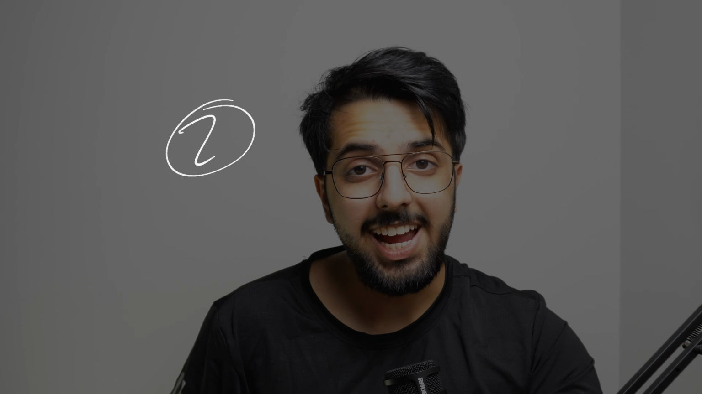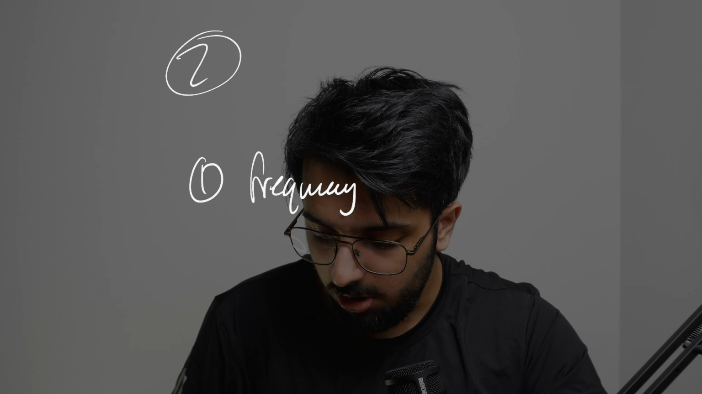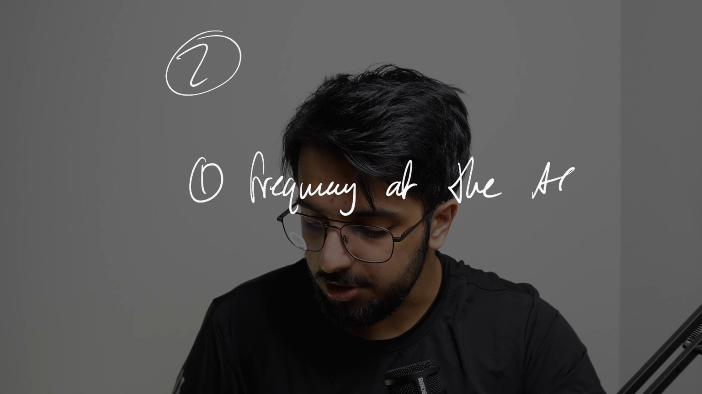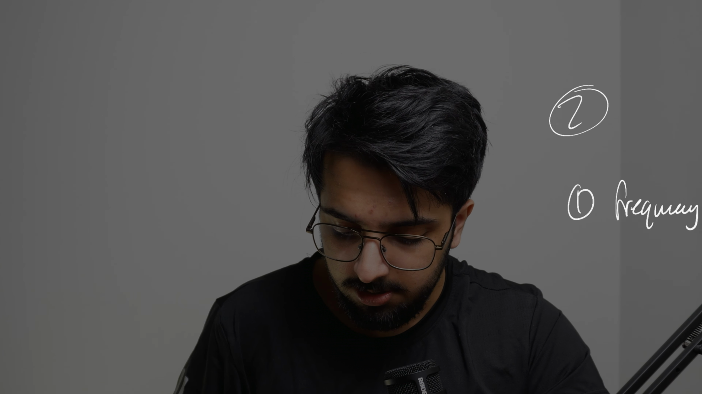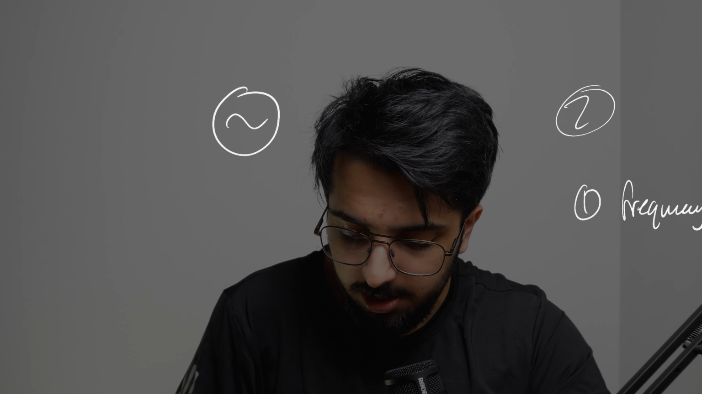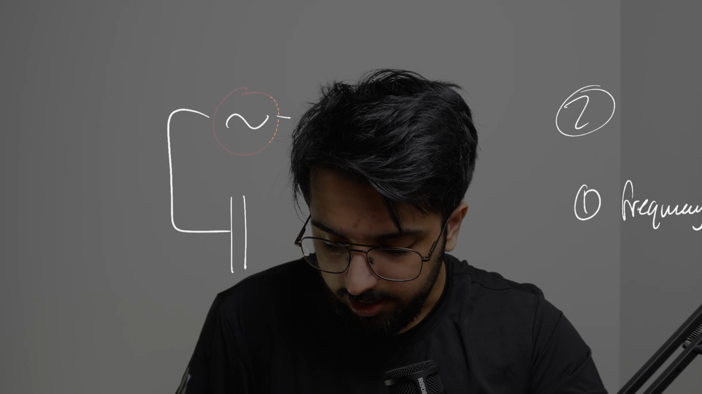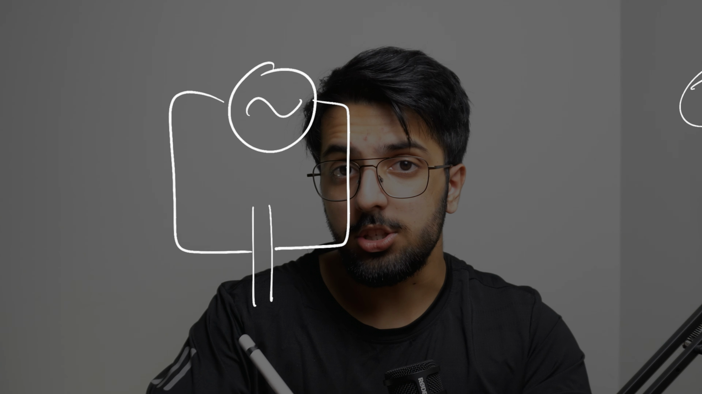There are two factors that influence the reactance of a capacitor. The first one is the frequency of the AC power supply, so let's look into this. We have our AC power supply right here, and we have our capacitor. As stated previously, at a high frequency, our current swaps direction very, very quickly, back and forth very, very quickly.